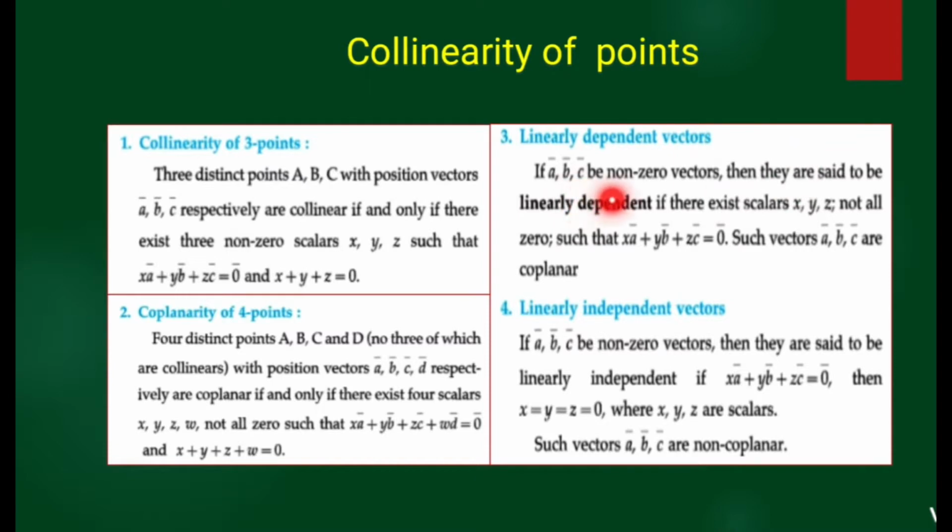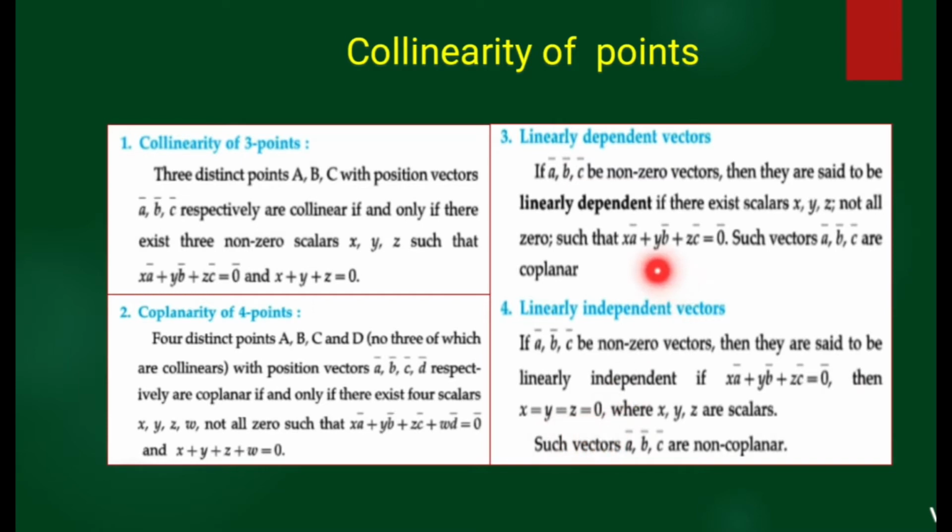If a bar, b bar, c bar are non-zero vectors, then they are said to be linearly dependent if there exist x, y, z not all 0 such that x a bar plus y b bar plus z c bar equals 0 vector, such that vectors a, b, c are coplanar. Then fourth, linearly independent vectors. If a bar, b bar, c bar are non-zero vectors, then they are said to be linearly independent if x a bar plus y b bar plus z c bar equals 0 vector, then x equals y equals z equals 0.